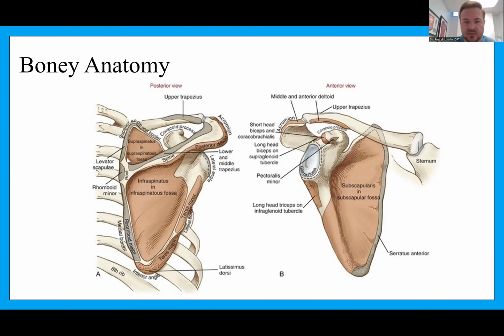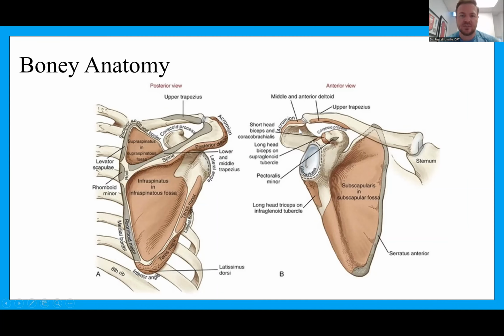If we look in the anterior view, so this is looking at the front side of the scapula. And of course, there's usually ribs and things sitting in front of this. But in isolation, this is what the front side of the scapula looks like. You can see there are actually some bony projections here in the scapula, one being the coracoid process, which is important for both pec minor and the short head of the biceps brachii, which attach into that area.